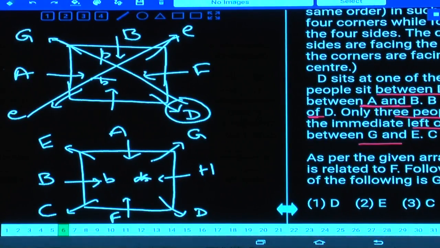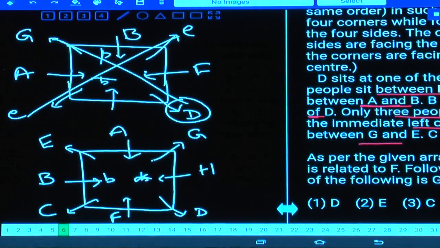Then question numbers 11 to 15. Let's write down this arrangement, and then let us discuss 11 to 15.